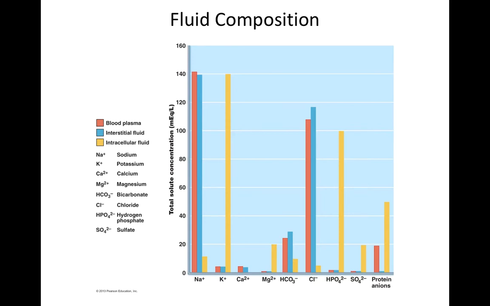We learned about that in 251, the idea that we have to have a high level of sodium extracellularly and a high level of potassium inside of the cell in order to maintain membrane potential. And here we see the evidence of that. Calcium is pretty much low everywhere, but you can see here that it is non-existent in the intracellular fluid.